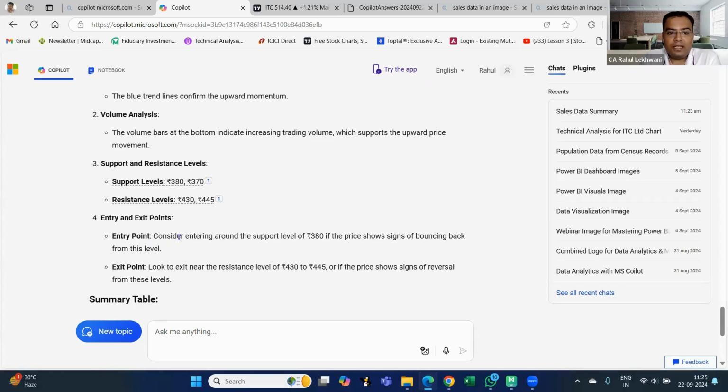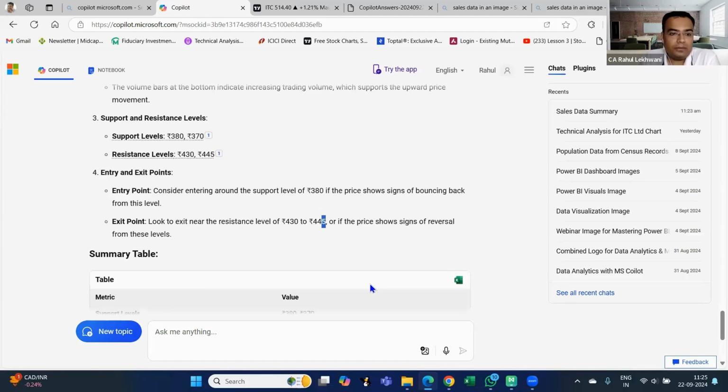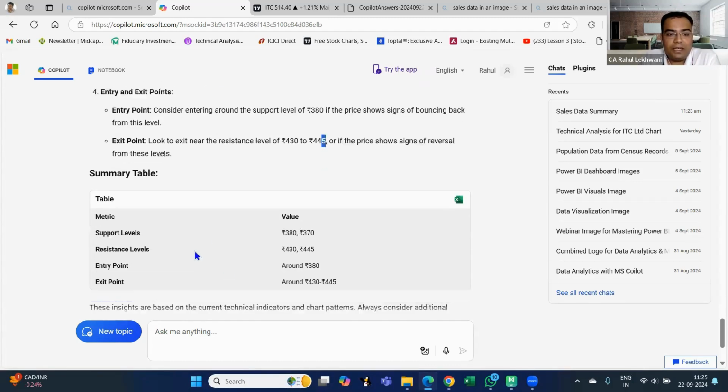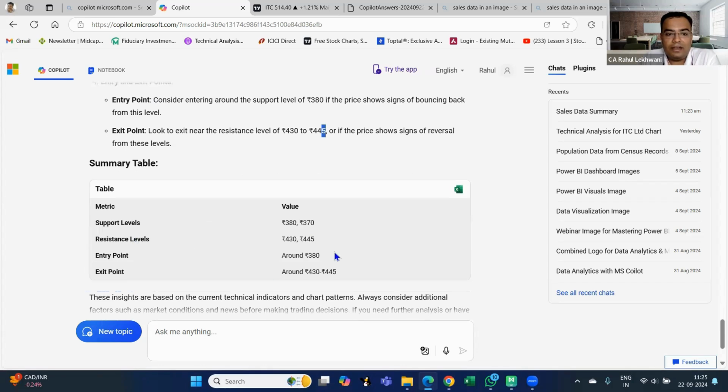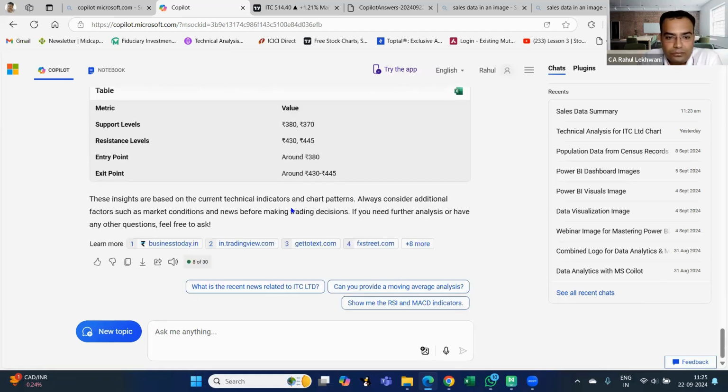So entry point, consider entering around the support level. What it is saying is, where there is support at 380, you can buy this stock. If it is 430 to 445, sell this stock so that you can actually save your money. And then it has given a summary table also: support level, resistance level, entry level. So if somebody is into stock market or watches all these news, in stock market news also, they provide you the same support level, resistance level, right?